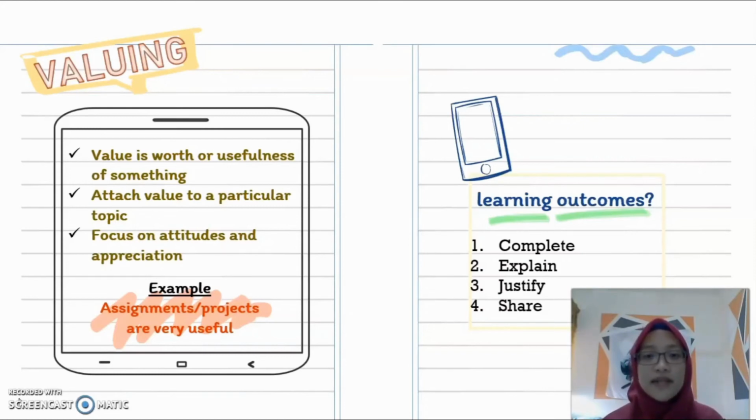The verbs that are used to express the learning outcomes are complete, explain, justify, and share. An example for the learning outcome is: at the end of the lesson, students should be able to share the main point of mechanical wave, which is also a topic from physics subject. And we will continue to the organizing and characterizing level that will be presented by Sarah. That's all from me. Thank you.